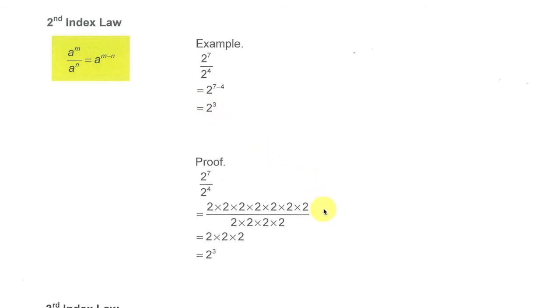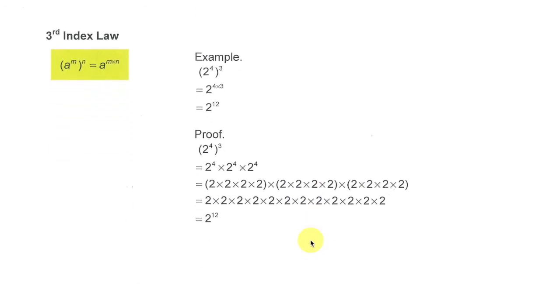2 to the power of 7 can be written as 7 lots of 2's being multiplied together. And 2 to the power of 4 can be written as 4 lots of 2's being multiplied together. The 4 2's at the bottom cancel out 4 at the top, leaving us with 3 2's. I can rewrite that as being 2 to the power of 3.